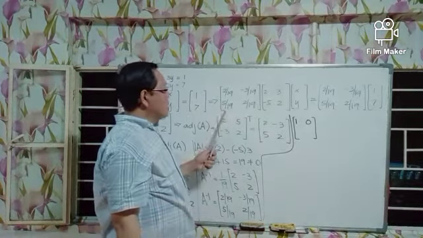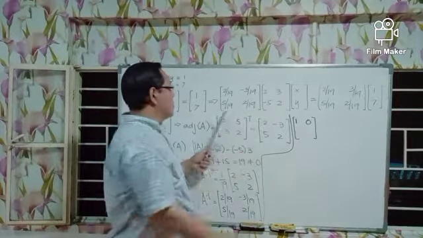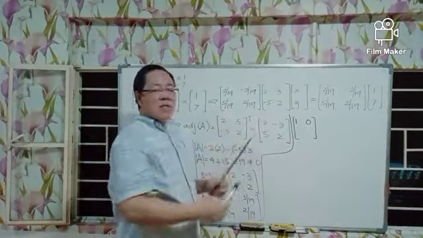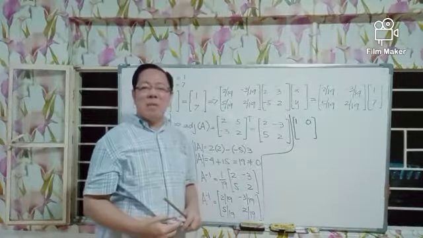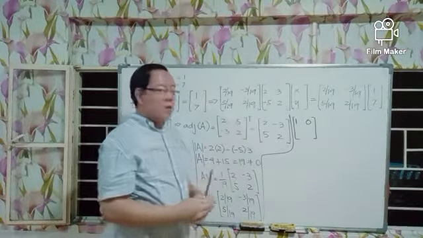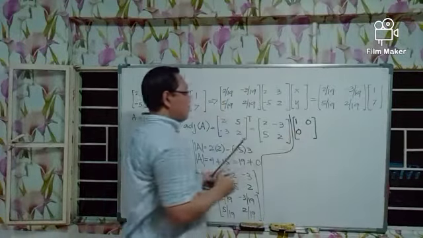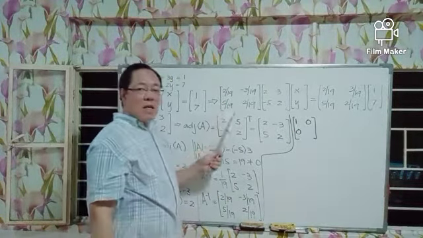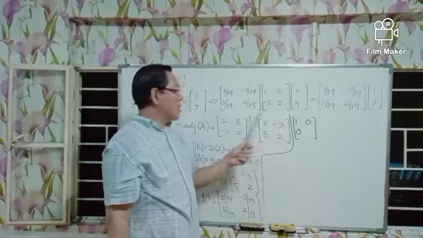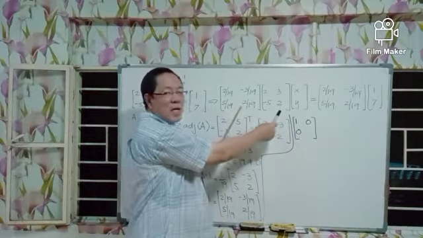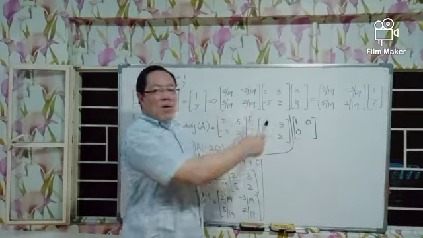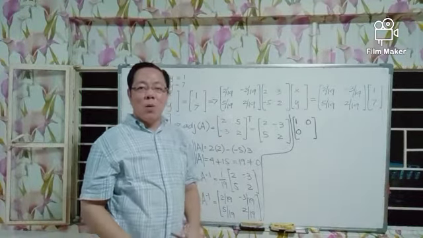Next, we multiply the second row by the first column. 5 over 19 multiplied by 2 is 10 over 19, minus 2 over 19 multiplied by negative 5 is minus 10 over 19. 10 over 19 minus 10 over 19 is 0. Multiply the second row by the second column. 5 over 19 multiplied by 3 is 15 over 19, plus 2 over 19 multiplied by 2 is 4 over 19. 15 over 19 plus 4 over 19 is 19 over 19, or 1.